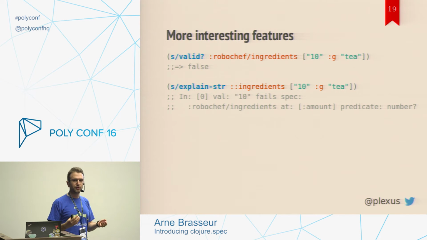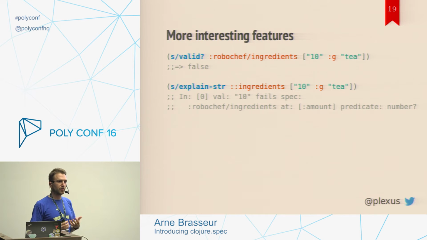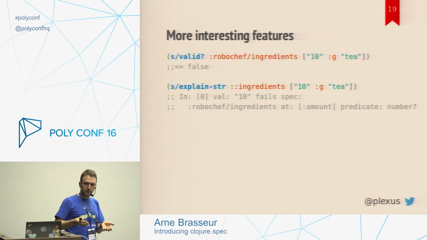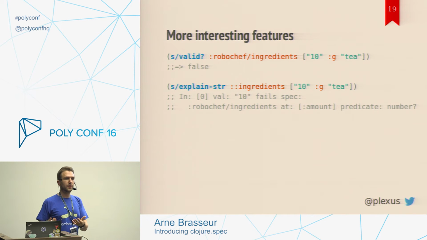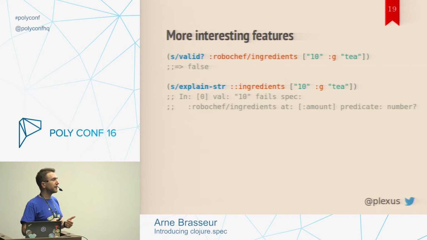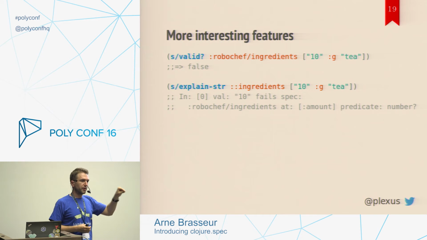What's the problem? Spec has a couple of functions that can tell you what exactly the problem is. So here it says that in position 0, in the first position, this value string 10 fails because the amount needs to satisfy the predicate that it's a number. It takes a little bit of getting used to reading these error messages, but at least it tells us exactly this is where it went wrong. This is what you're doing wrong.